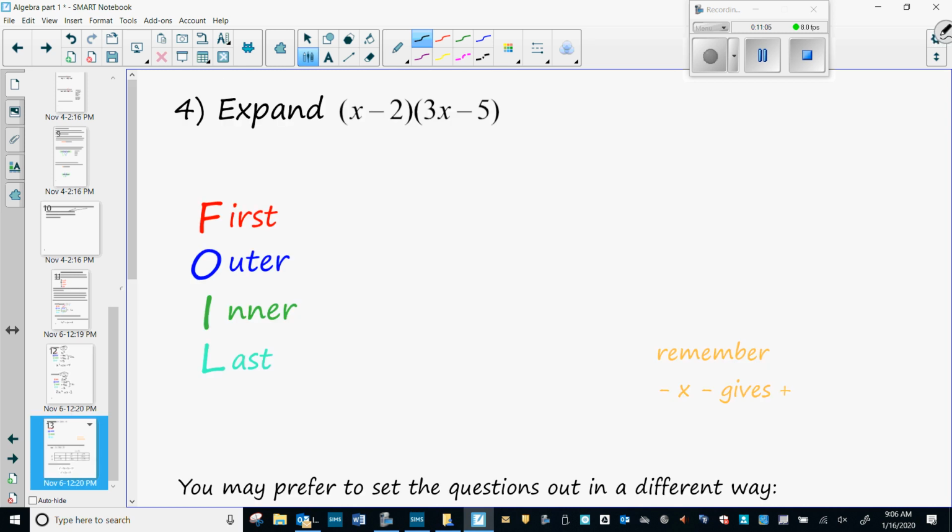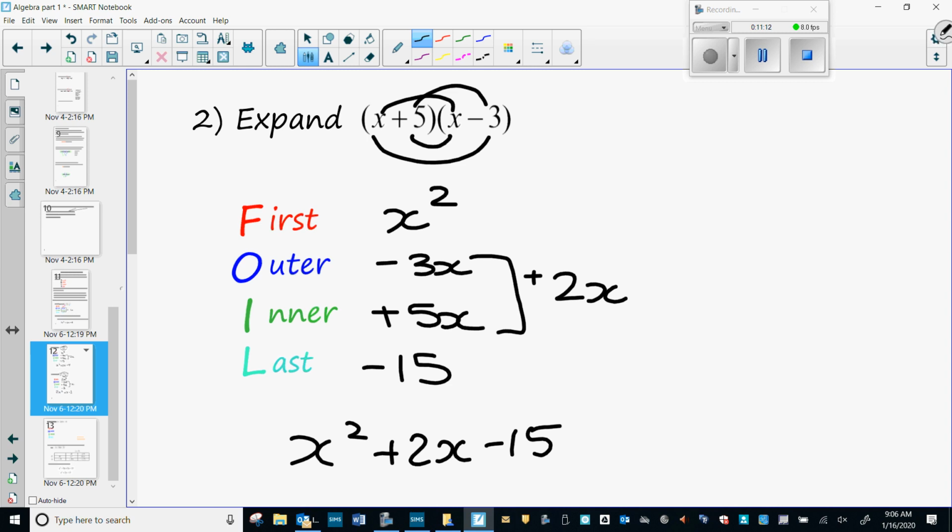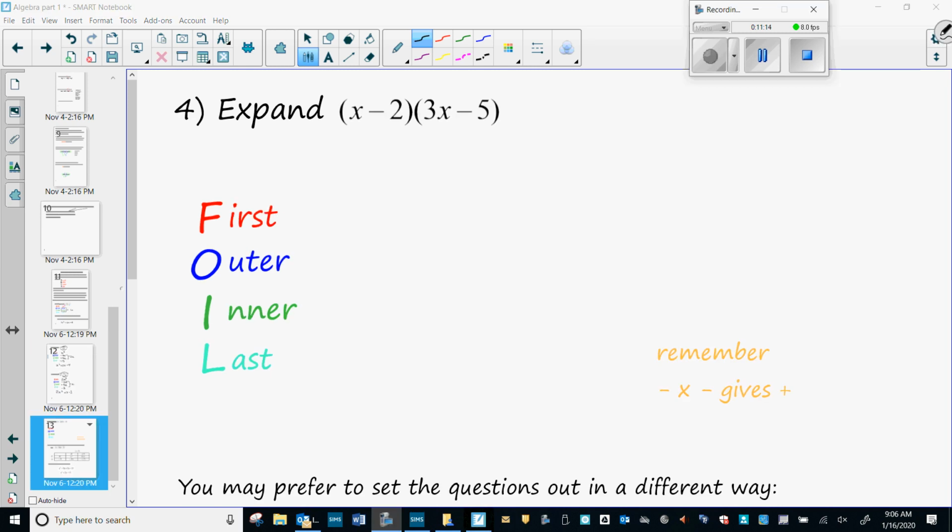So we've got x minus 2, 3x minus 5. So first, alright, so our first, we've got x multiplied by 3x. So, Emily. There's 3x squared. Pardon? 3x squared. Nice. 3x squared. Our outer is x multiplied by negative 5. Miss FL. Negative 5x. Lovely jubbly.